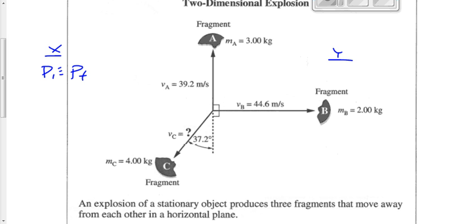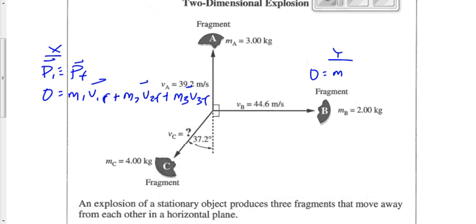For both of them, the initial momentum is 0 because it's at rest, right? 0 is equal to M1 V1F plus M2 V2F plus M3 V3F. And for the Y component, same deal. 0 is equal to M1 V1F plus M2 V2F plus M3 V3F. Good so far? Plug in your numbers here. But be careful you look at either X or Y at one time here.